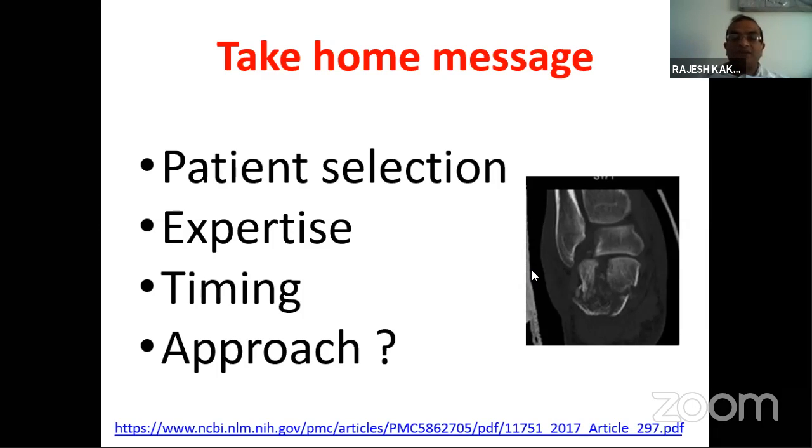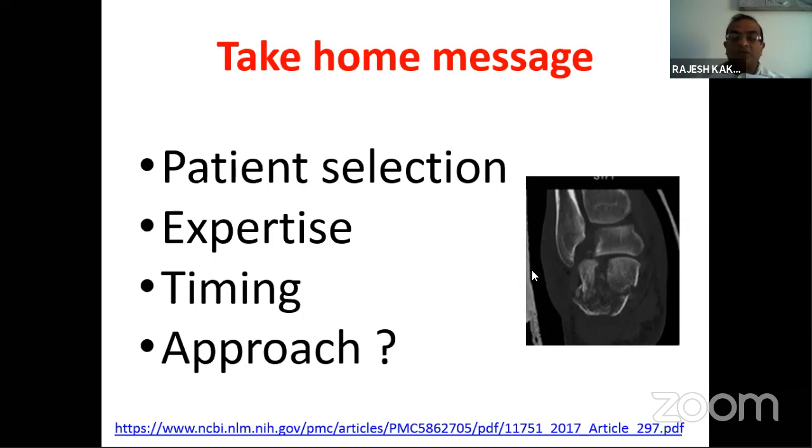You need to have the necessary expertise. It is important for these fractures to be dealt with by people who do them regularly rather than one-off, because these are difficult fractures and they have a high risk of complications in people who do not manage these fractures regularly. The timing for surgery.